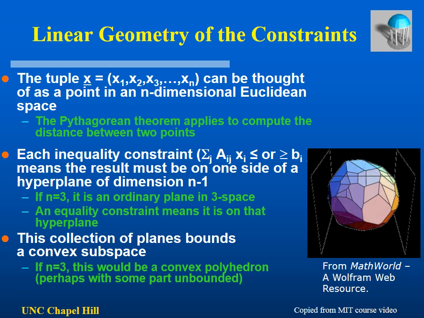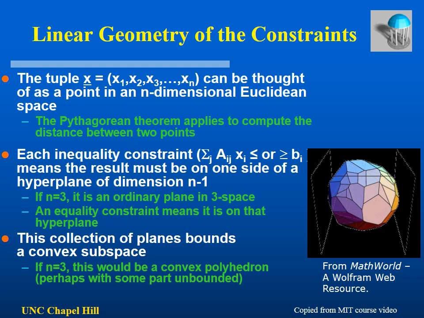Solving this problem can be understood geometrically, and doing so will clarify what's going on. So in 3-space, n equals 3, we have x sub 1, x sub 2, x sub 3, which we might think of as an x, a y, and a z. And so any x1, x2, x3 tuple is a point in 3-dimensional space.